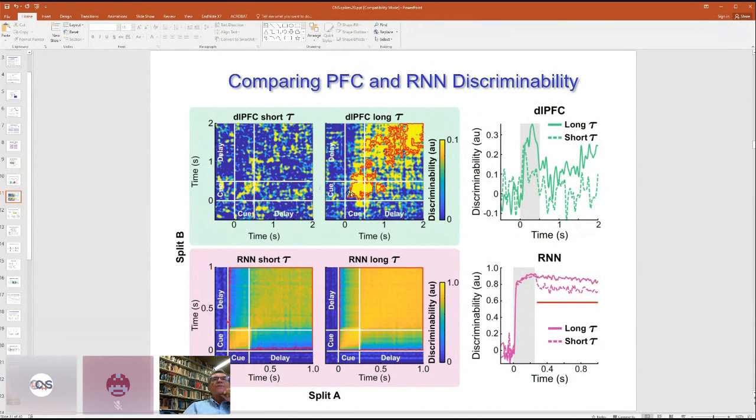And the answer is that if you do that, there's a lot of information in the DLPFC, the dorsolateral prefrontal cortex, of the units that we're using, and also during the delay period. So that's a really good indicator that somehow in the activity pattern, it was preserving the input. And the same thing is true here, as you can see, where there's a lot of information both during the cue and delay period.